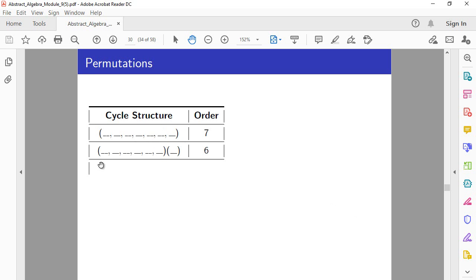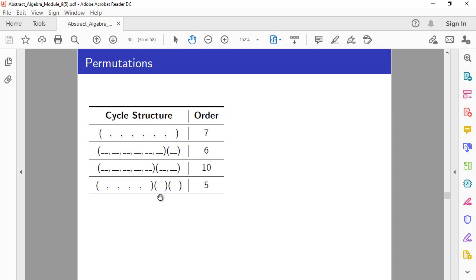Or maybe we have a cycle of length 6 and a cycle of length 1, in which case the order of the element would be 6. We might have a cycle of length 5 and a cycle of length 2, in which case the order would be 10, because that's the LCM of the lengths. But we also may have a cycle of length 5 with a cycle of length 1 and a cycle of length 1. In this case, the LCM is 5, so that's going to be the order of such an element.